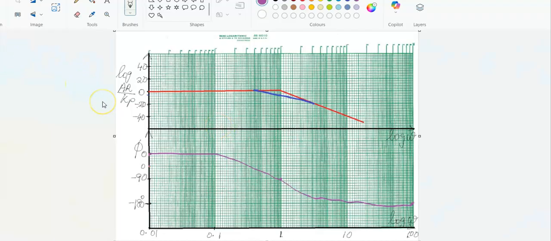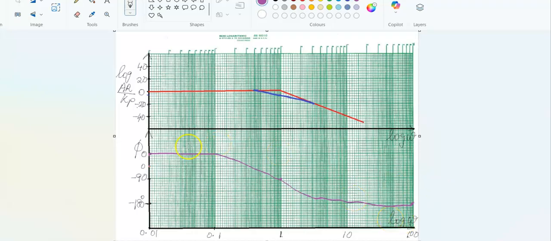In the graph, what you have to do is take the semi-log graph sheet and fold it in the middle. The top portion you can use for the magnitude plot, and the bottom portion you can use for the phase angle plot. The magnitude plot is actually a graph of log AR versus log omega, but here Kp is a constant, so that is also incorporated into the y-axis. So it is a graph of log AR by Kp versus log omega. And the phase angle plot is phi versus log omega.